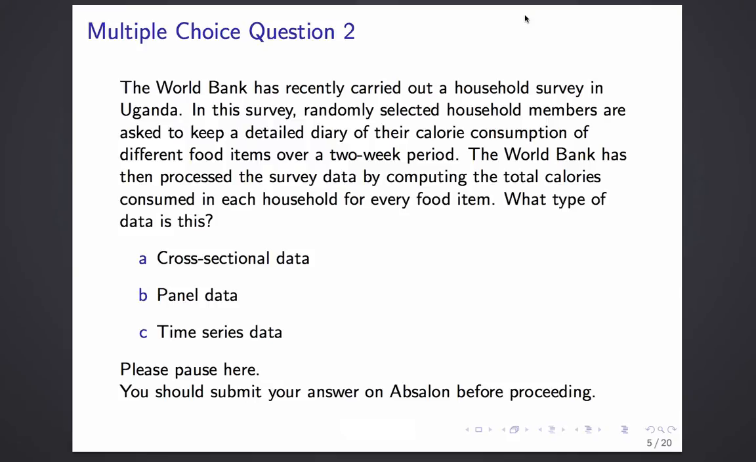The World Bank has recently carried out a household survey in Uganda. In this survey, randomly selected household members are asked to keep a detailed diary of their calorie consumption of different food items over a 2-week period. The World Bank has then processed the survey data by computing the total calories consumed in each household for every food item. What type of data is this? A. Cross-sectional data. B. Panel data.